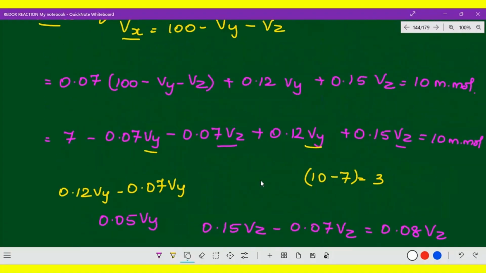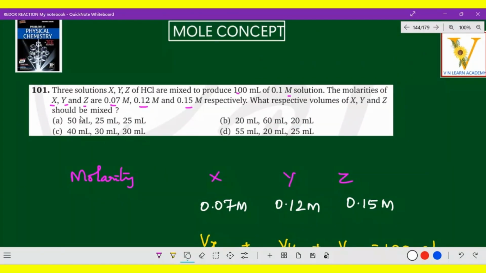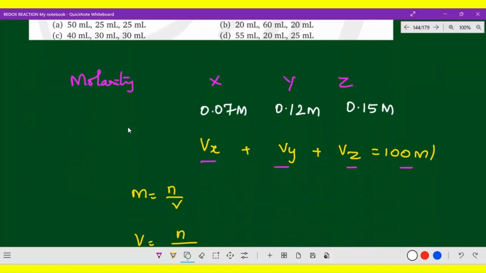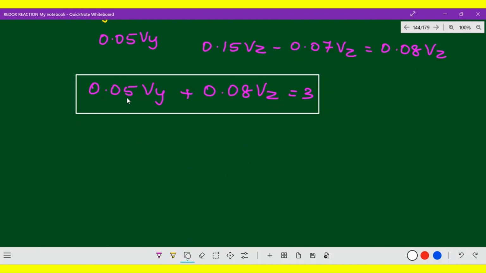Now come on, let us apply this to the volumes of the given solution. What are the volumes of the given solution? Option A is 50 ml, 25 ml, 25 ml. Now how to apply that same idea? Yes, I would like to show how to apply. Now this is Vy and Vz. Actually here Vy equal to 25 ml, right? Option A I just mentioned, and Vz equal to 25 ml. Whether Vx is 50 or not, we have to check it.